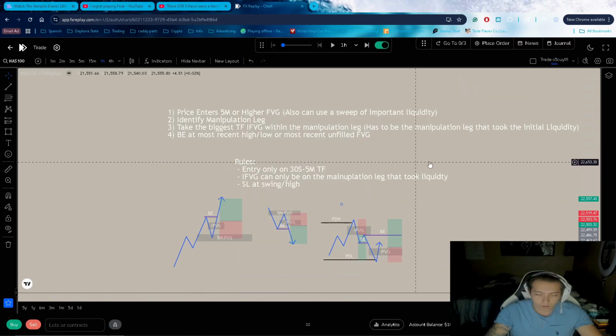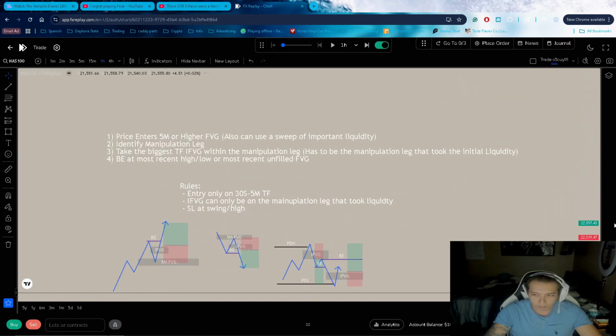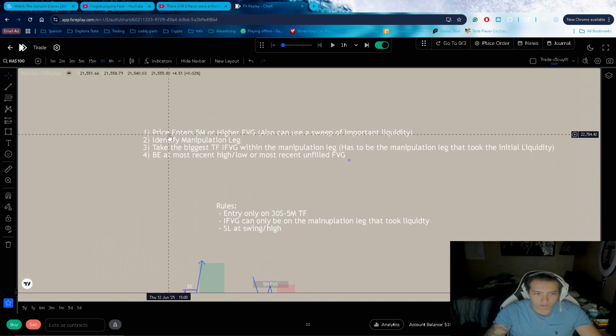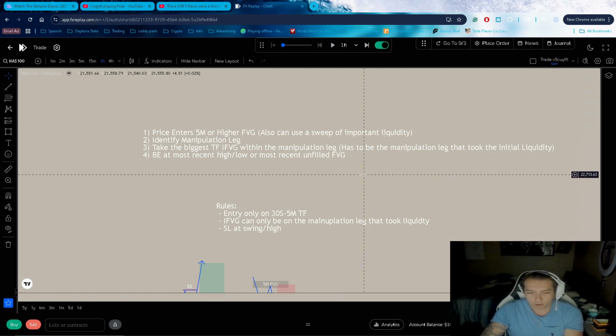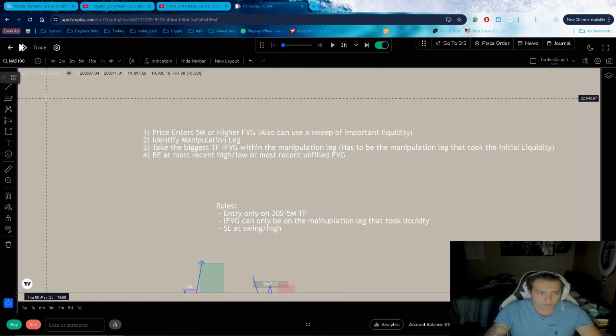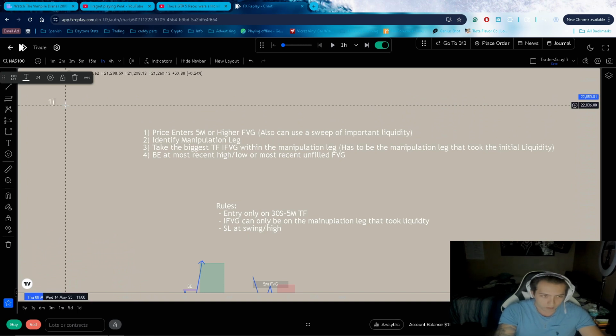Okay, so for this model, very simple. Number one, you need price to enter a 5-minute or higher fair value gap. It could also be a sweep of important liquidity. So, for example, the important liquidity, you have previous day highs, previous day lows. You have session highs and lows.